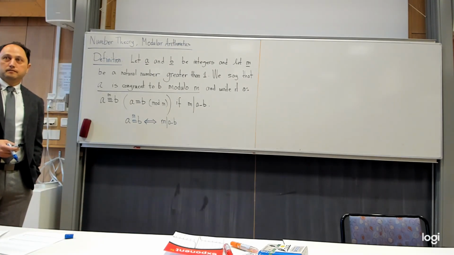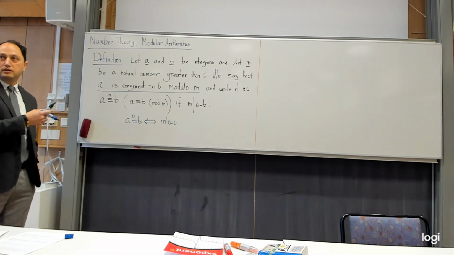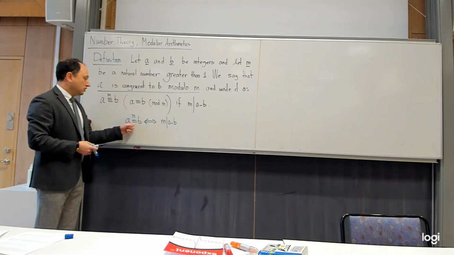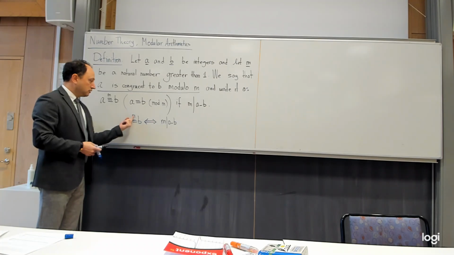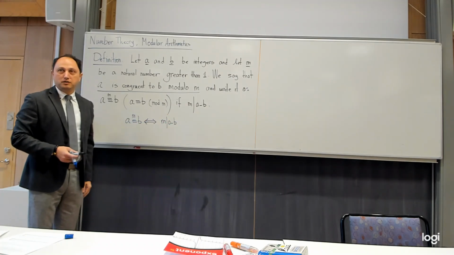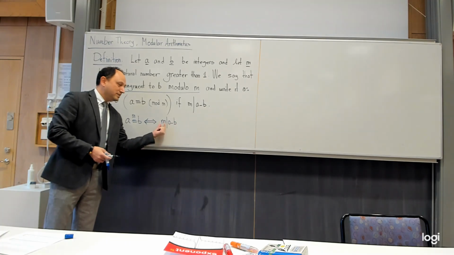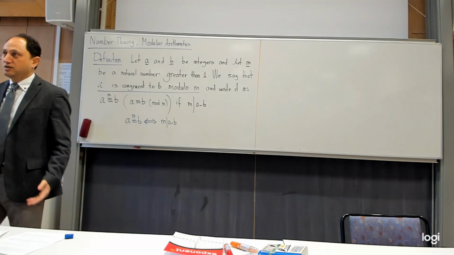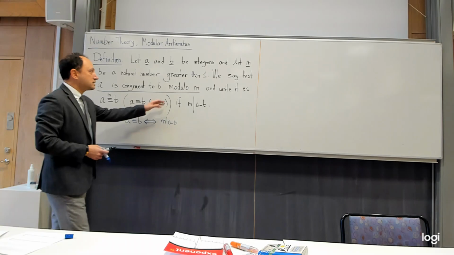Yes? Because if we want to include 1, then everything becomes trivial, yes? So I would say that A is congruent to B modulo 1, regardless of the numbers A and B. Because whatever A and B are, the difference is always divisible by 1. So if I want to include 1, that is not an interesting thing, because this is always true. So this is why we exclude 1.